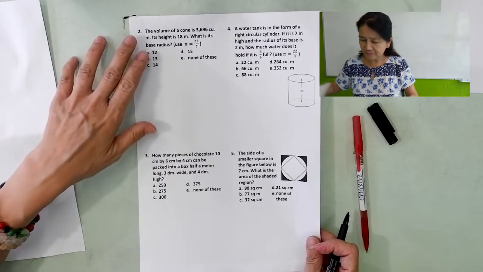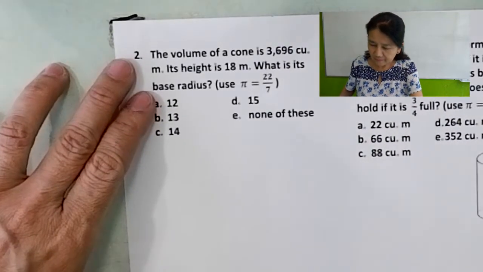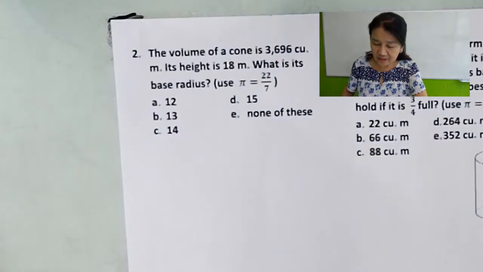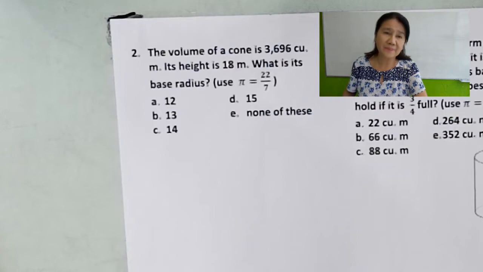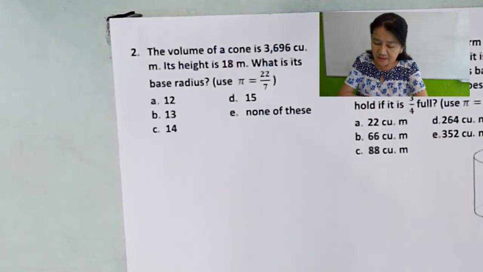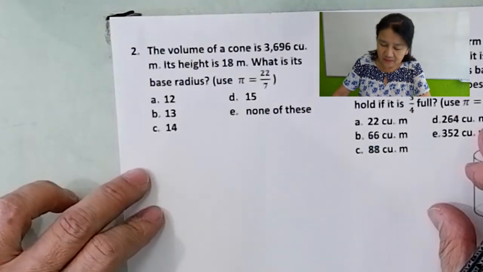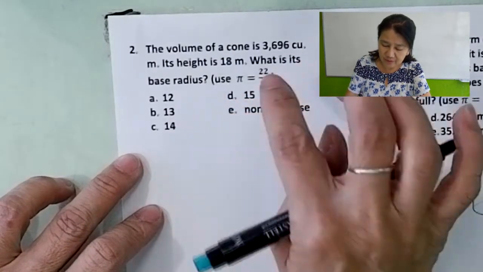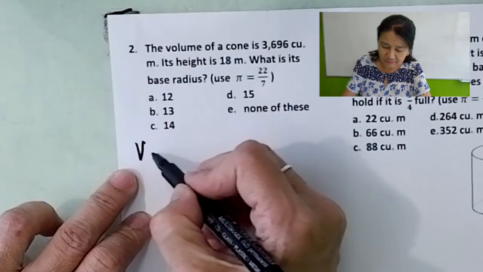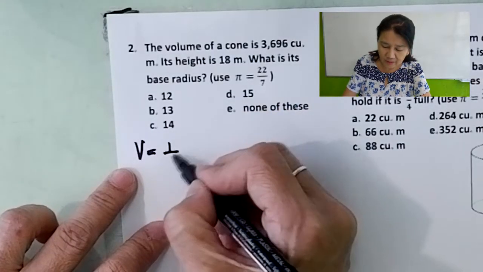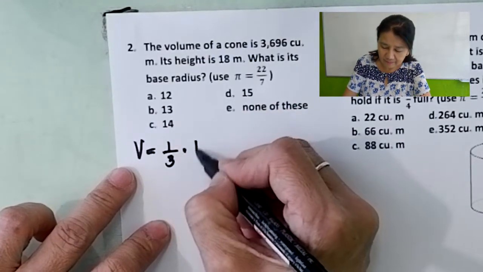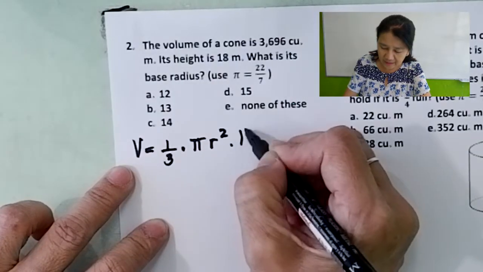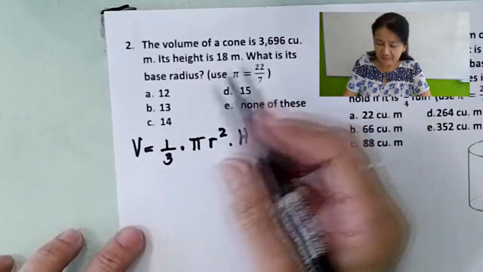Problem number 2. The volume of a cone is 3,696 cubic meters. Its height is 18 meters. What is its base radius? So we're looking for the radius. The volume of a cone is 1/3 pi r squared times height. And plug in the values.